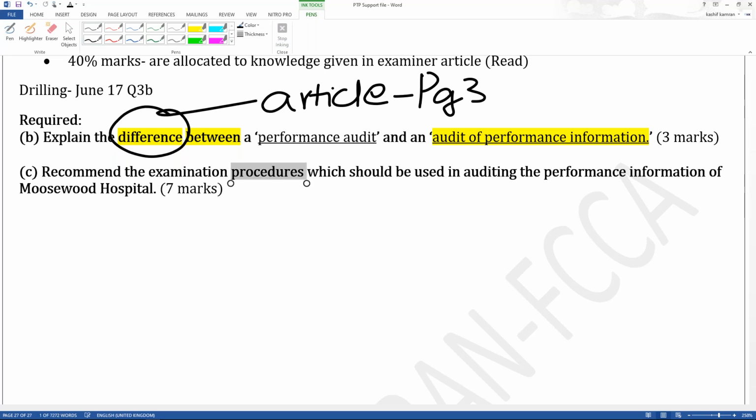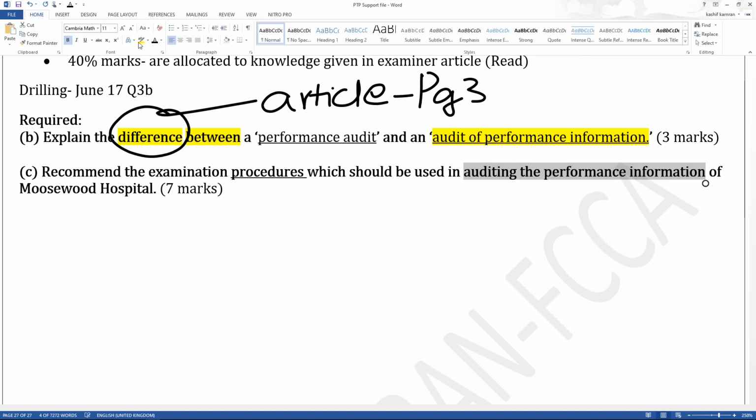Recommend procedures to be used in auditing the performance information of the Moosewood Hospital. So you need to audit the performance information and you need to apply procedures on auditing performance information. How many marks? 7. 70% marks. The total question is worth 10 marks.